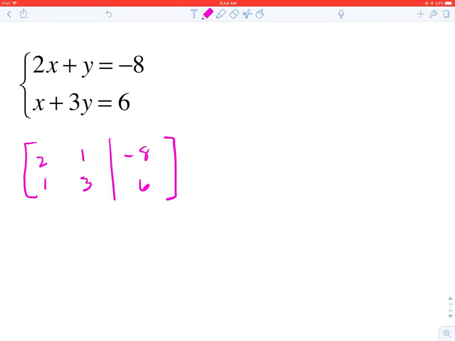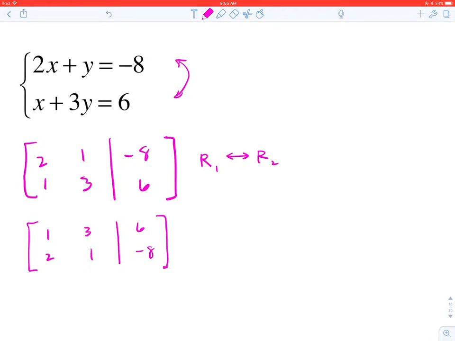Now, for row echelon form, we know that we want this first element to be 1. And I notice that in row 2, the element in column 1 is already 1. So I want to basically flip-flop these 2 rows. So I'm going to interchange row 1 and row 2. When we do this, this is basically just switching the order of the equations in the system.